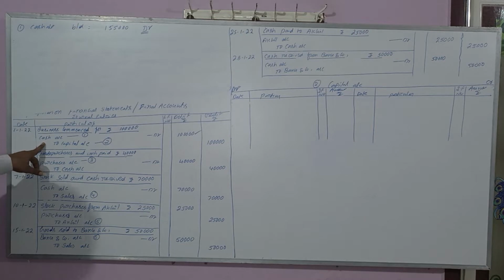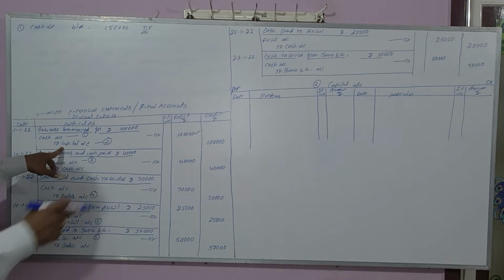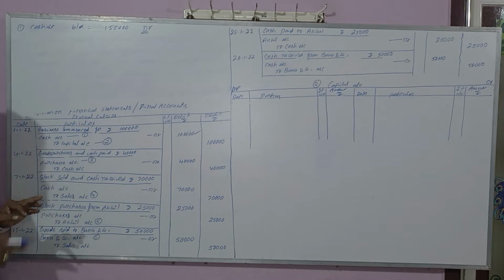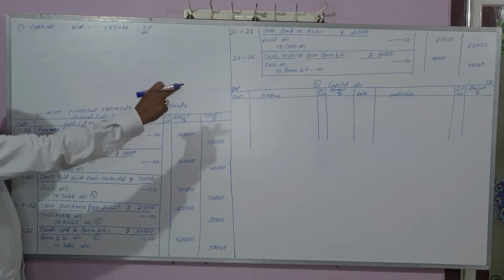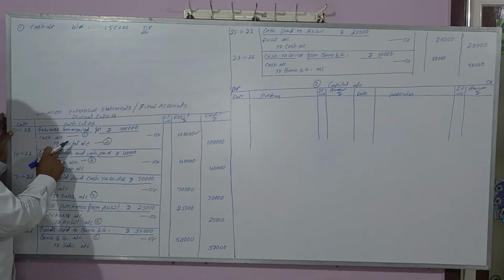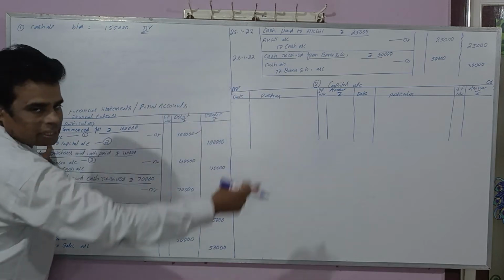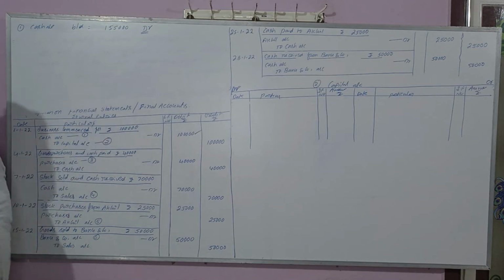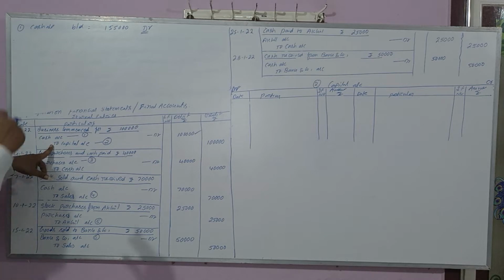The first entry contains the capital account. The journal entry is cash account debit to capital account. Now we concentrate on the capital account. The capital account is credited. If the capital account is credit, we should enter this entry into the credit side. If the capital account is debit, enter this entry into the debit side. So in this journal entry, capital account is credited, so this entry is entered into the credit side.